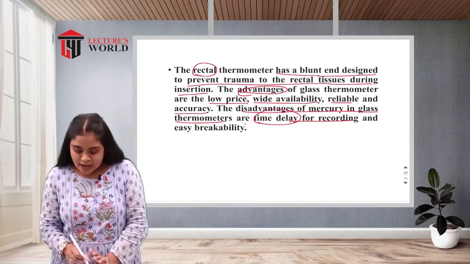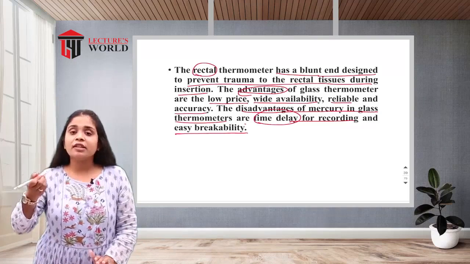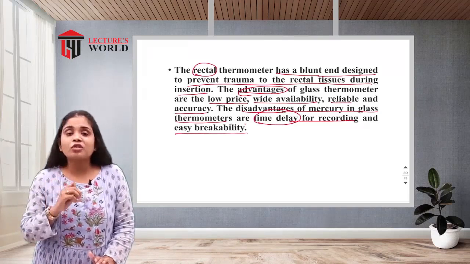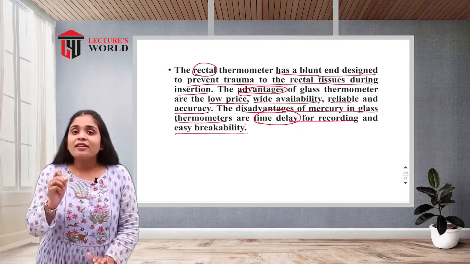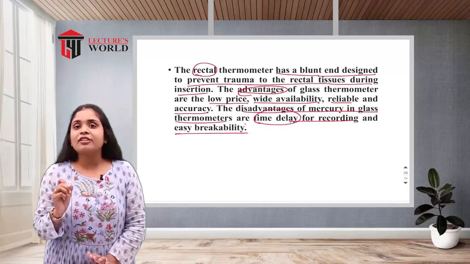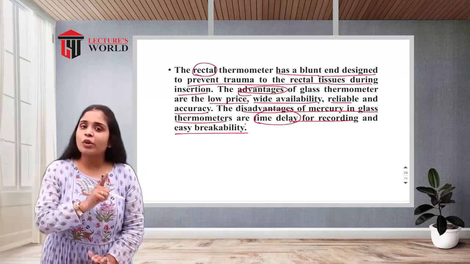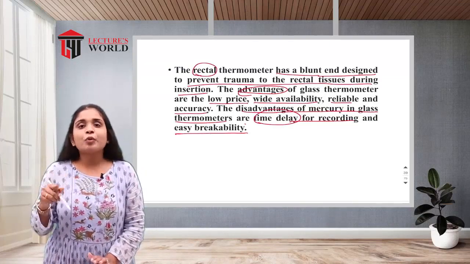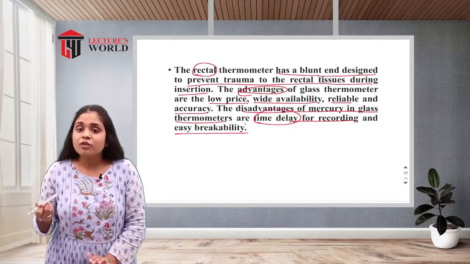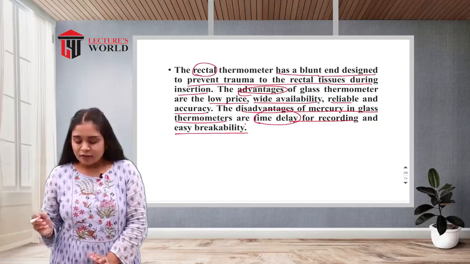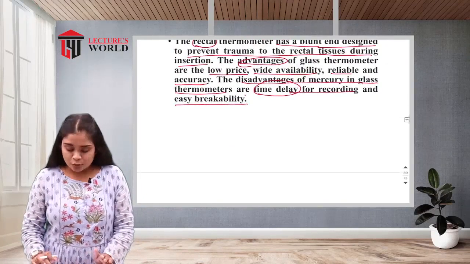And the other disadvantage is easy breakability. As we have seen earlier, this mercury is not going to fall down unless you shake it vigorously. If you are shaking very vigorously, only then will the mercury come down. So while we are doing this process, the thermometer can slip from your hands, and by that also it can break. So that is the disadvantage of the glass thermometer.